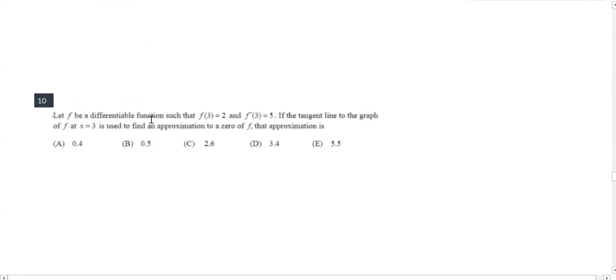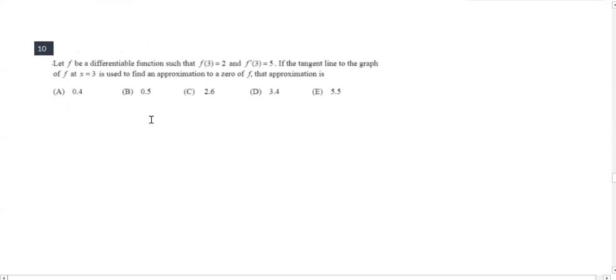All right, number 10. Let f be a differentiable function such that f of 3 equals 2 and f prime of 3 equals 5. The tangent line to the graph of f at x equals 3 is used to find an approximation to a zero of f. That approximation is... so we've got to get the tangent line. From this, f of 3 equals 2, I know (3, 2) is a point. That's my x1, y1. From the derivative, I know that my slope is equal to 5.